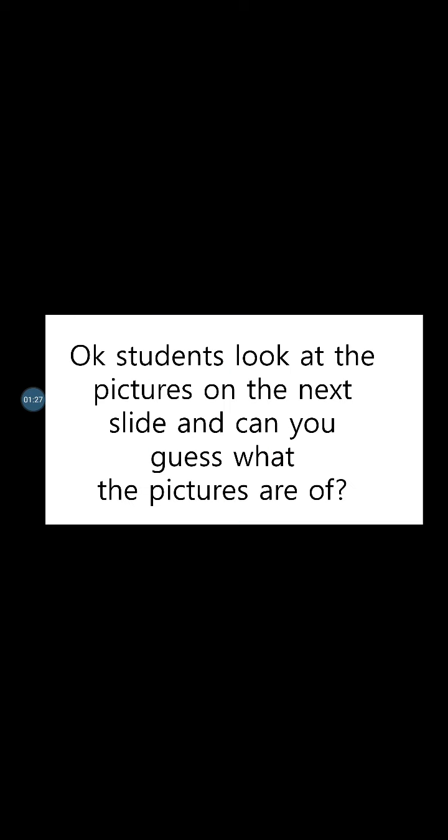Okay, let's go. Students, look at the pictures on the next slide and can you guess what the pictures are of? Let's have a look. Here we have 6 pictures. I just want you to guess the simple one word which will describe what these pictures are. It's just one word. Which one word describes these 6 pictures? Have a go and do this now, please.